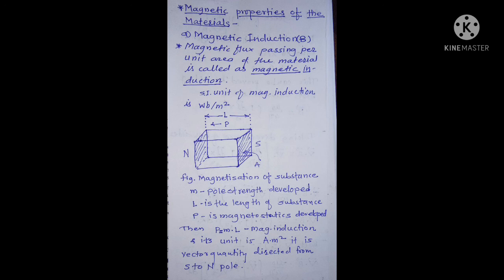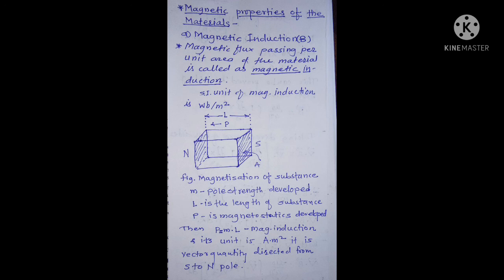the definition is the magnetic flux passing per unit area of the material is called as magnetic induction. It is represented by capital B and its SI unit is Weber per meter square.